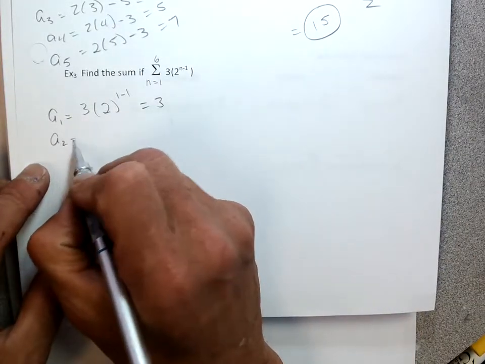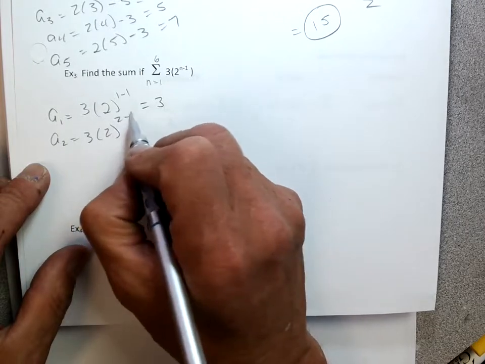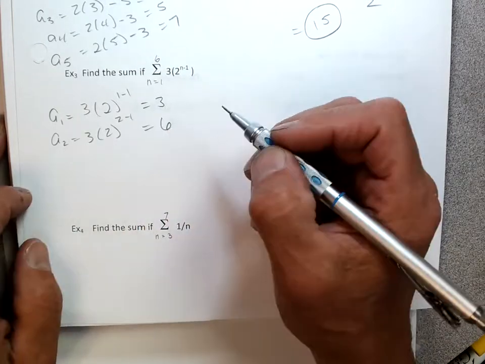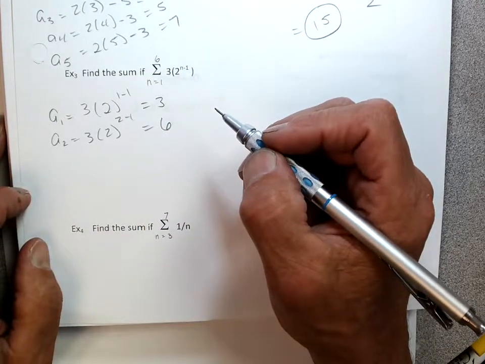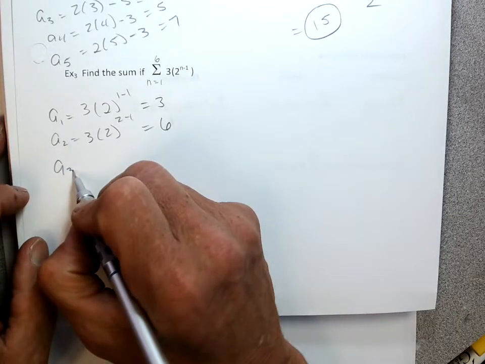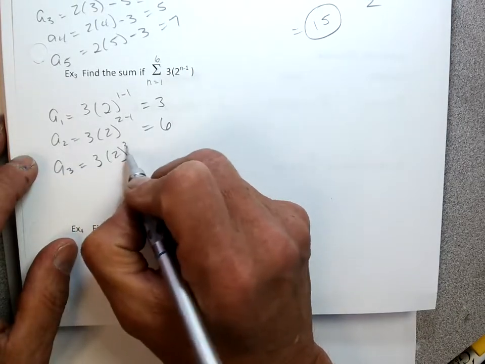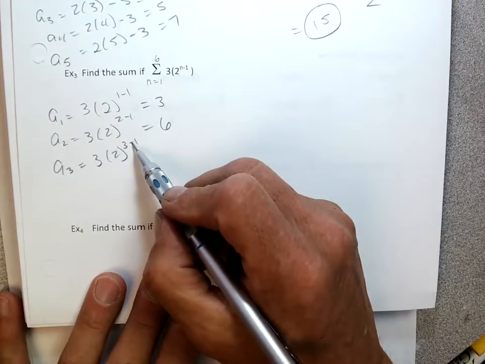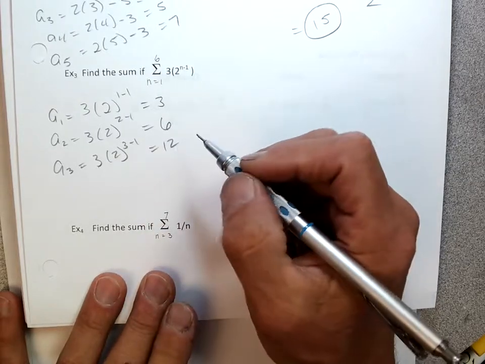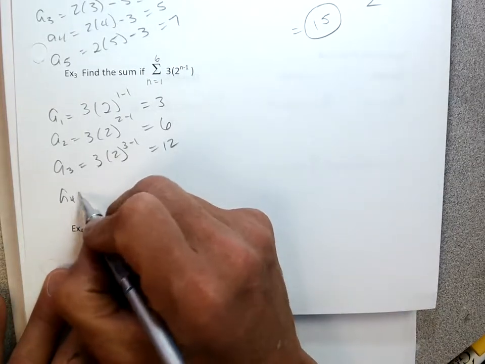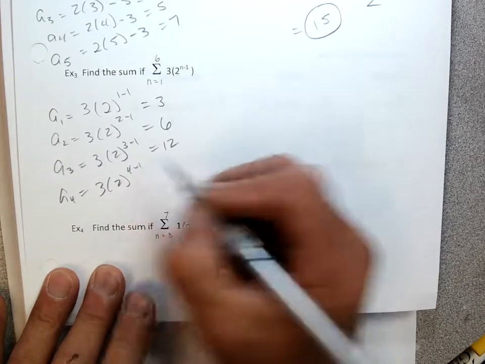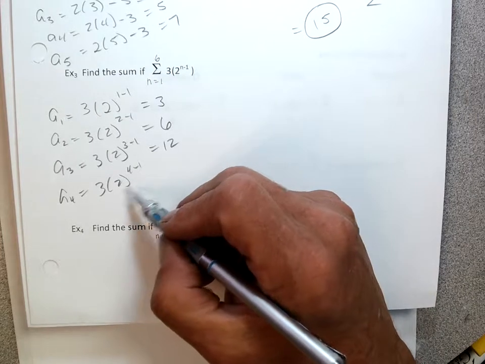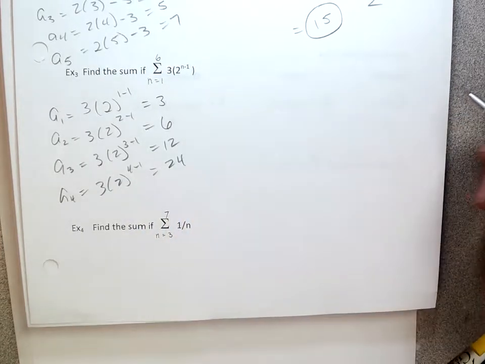A2 is going to be 3 times 2 to the 2 minus 1 power, which is 2 to the 1 power, is 2 times 3 is 6, okay? A3, 3 times 2 to the 3 minus 1 power, because I'm plugging in 3. That makes 2 squared, which is 4, times 3 is 12. A4 is 3 times 2 to the 4 minus 1 power. 2 to the 3rd power is 8. 8 times 3 is 24. You start to see something. It might look like it's geometric, right?